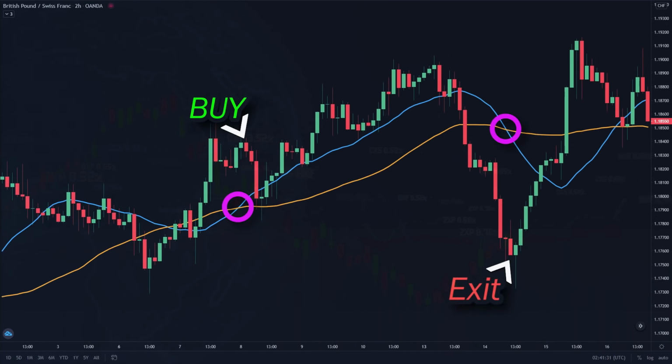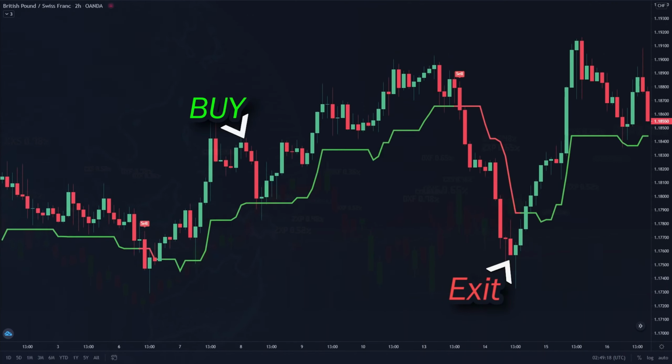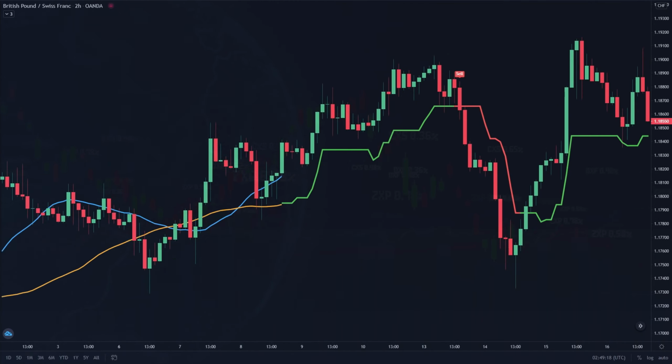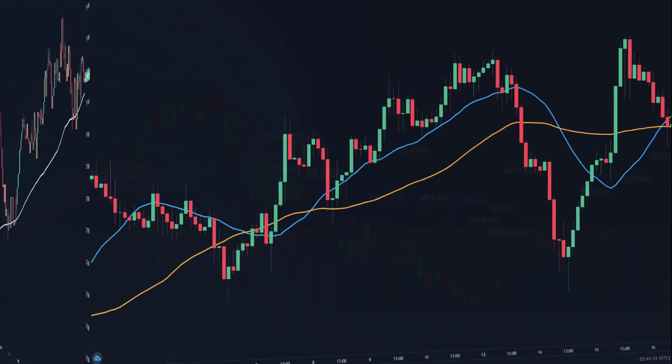many pips. But if you had used a better exit indicator like the ATR trailing stop loss, you would instead exit here. Notice that it gave a much better exit signal and you would have kept more pips. So that's my approach when trading the moving average crossover.